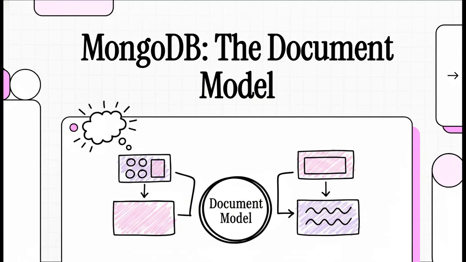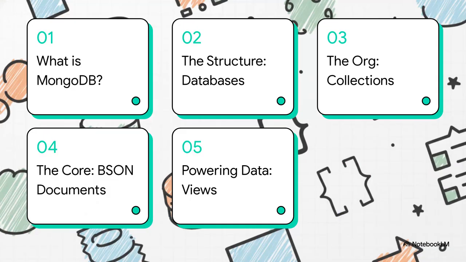Hey, if you're a junior developer looking to get your feet wet with NoSQL, you are in exactly the right place. In this quick guide, we're going to break down the MongoDB document model from the ground up, giving you everything you need to hit the ground running. Okay, so here's our game plan. We'll start with the big picture, what MongoDB actually is. Then we'll zoom right into its core building blocks, databases, collections, and the documents themselves. And to wrap it all up, we'll look at a really powerful feature called views that can totally level up how you work with your data.